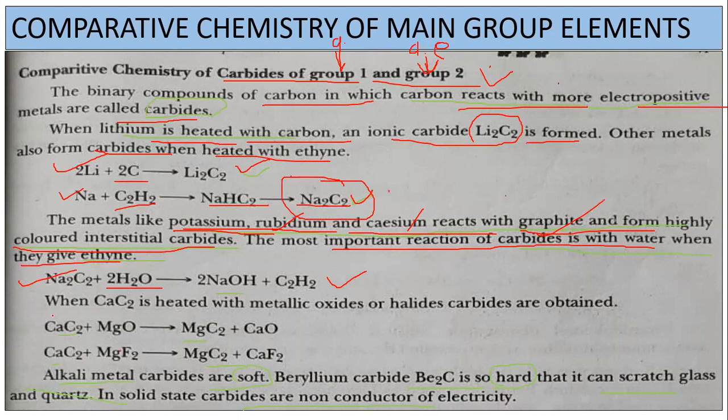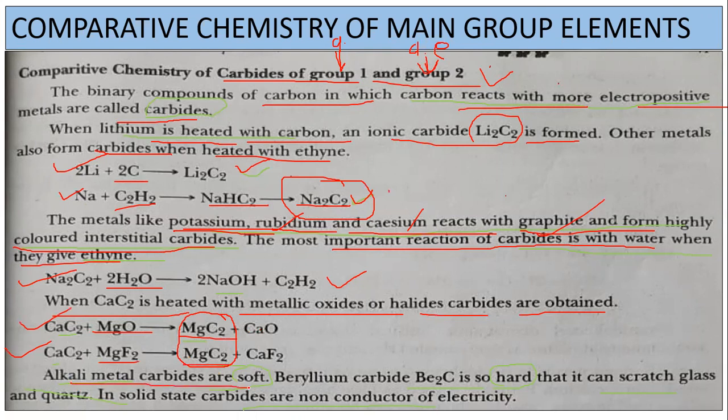When calcium carbide is heated with metallic oxides or halides, other carbides are obtained. See, calcium carbide heated with magnesium oxide, and here calcium carbide heated with magnesium halide. At both places they give the corresponding carbide of that element. So this is magnesium carbide, and here is again magnesium carbide.